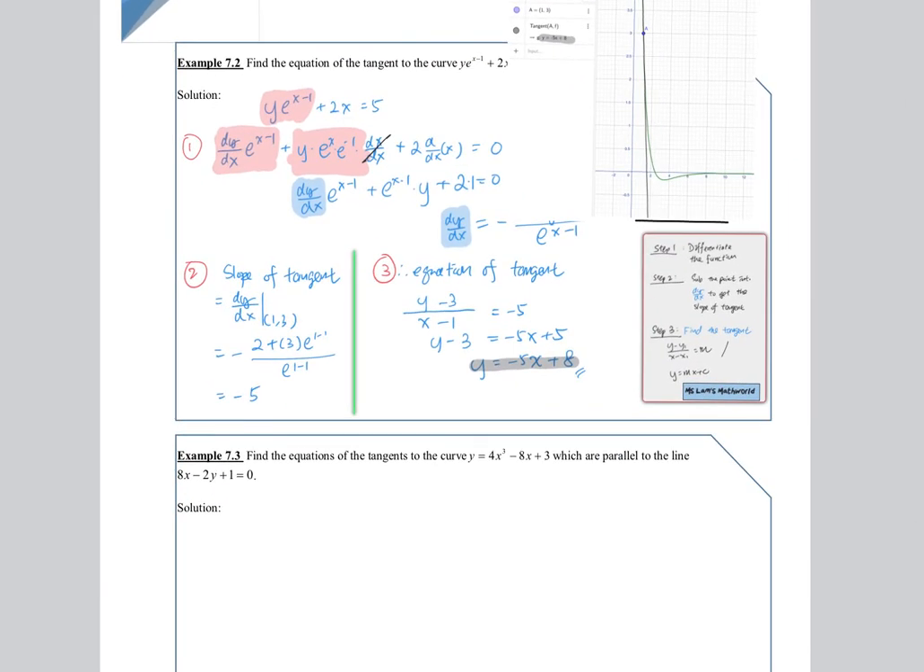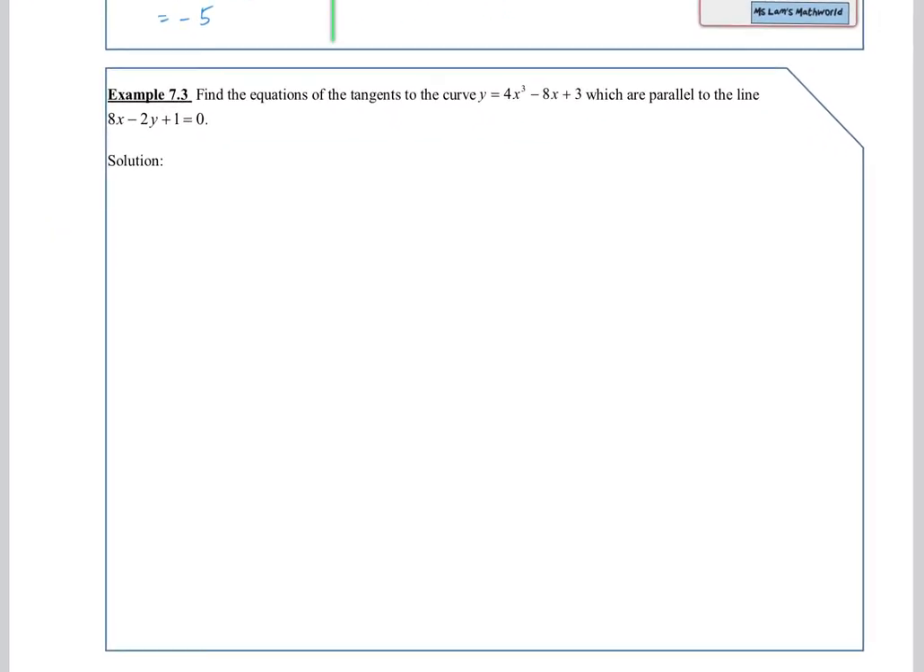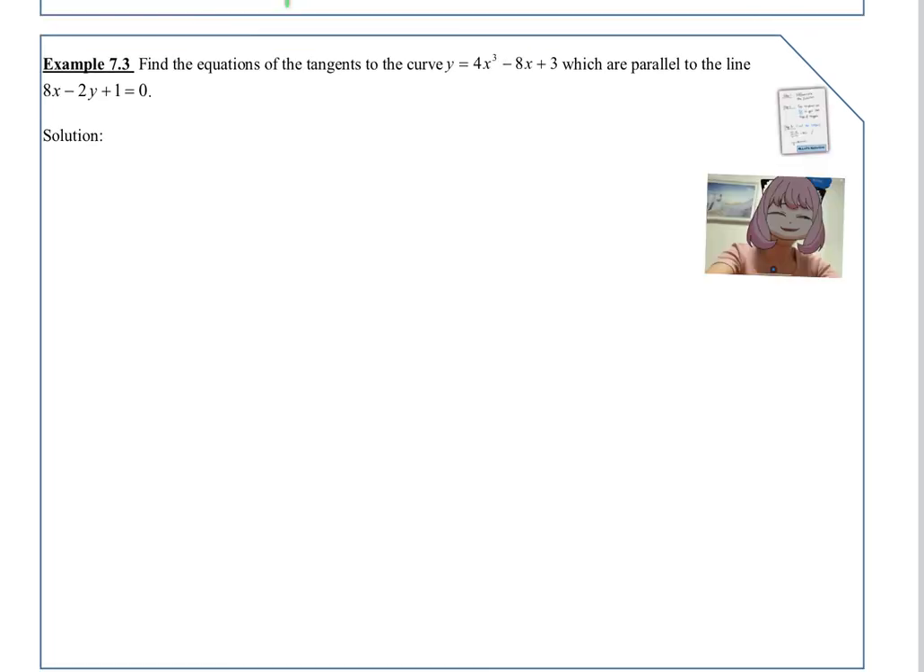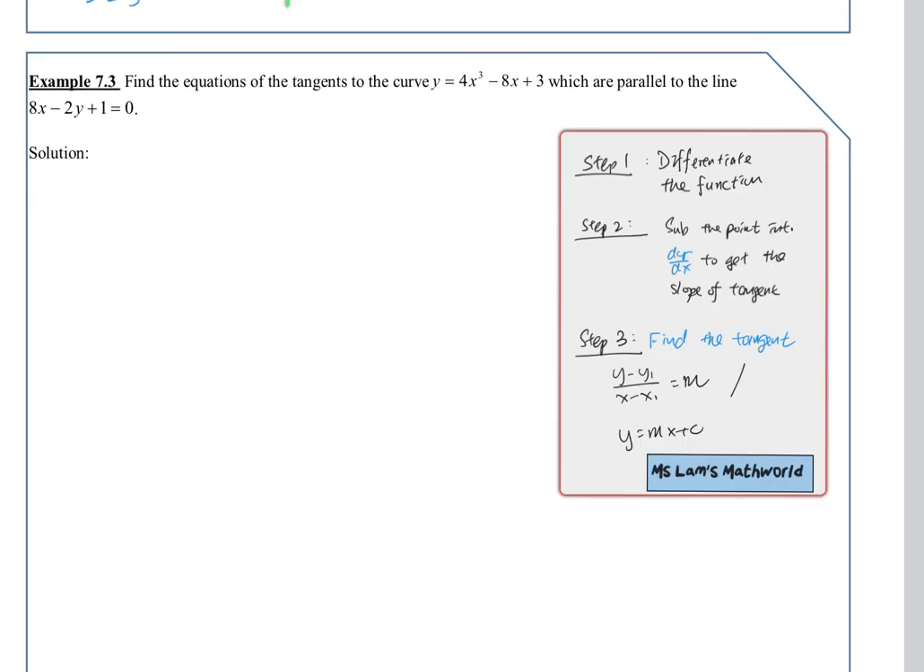Right now, let's move on to the next question, which is example 7.3. This question is a bit different from before. What's the difference? So let's check the step.